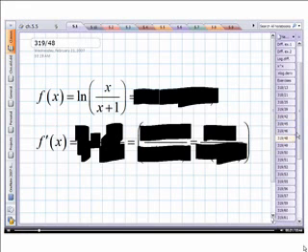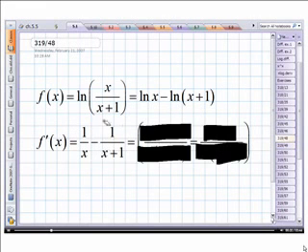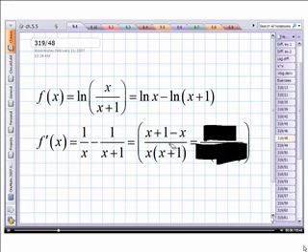In this situation, you can use a property of logs to split it up into a difference, ln x minus ln x plus 1. The derivative of ln x is 1 over x, minus the derivative of ln x plus 1, which is 1 over x plus 1. That'd probably be okay, but it's only two fractions, so you should get a common denominator. The denominator is x times x plus 1, and the numerator ends up being just 1 over x times x plus 1.